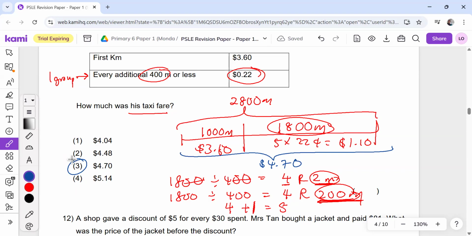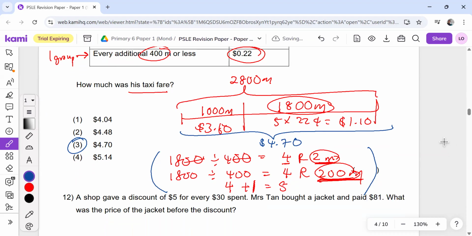Okay, all right, so this is a part where I must just tell you a little bit: if you cancel the zero, what happens? Your remainder is not accurate. It's not remainder 2 meter. It's actually remainder 200 meters, 200 meters left over.